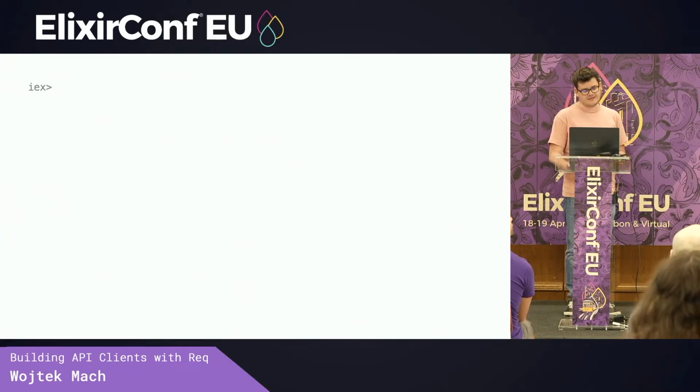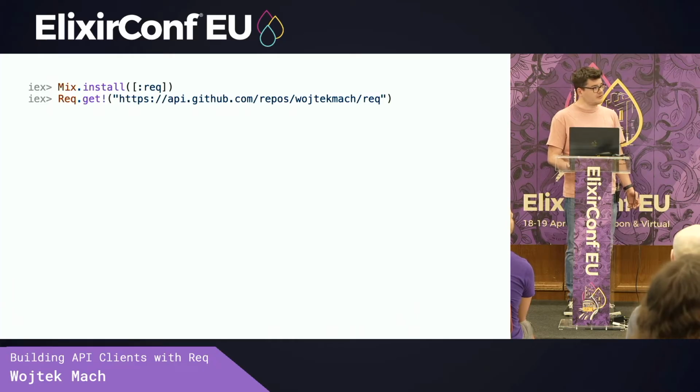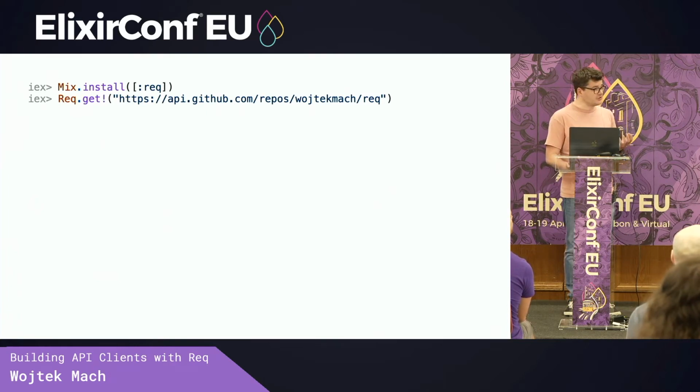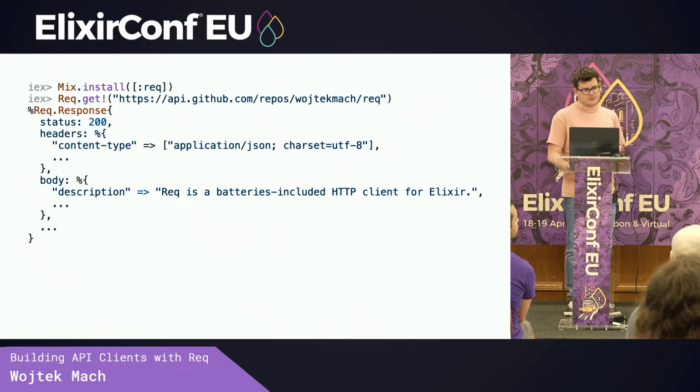This is my favorite, let's say, hello world of Rec. We can just mix install Rec, and we are ready to go. We can call Rec.get with a URL, and we are going to get a response back. So Rec is an HTTP client. You can get any HTTP things, but most commonly it would be APIs. So this is a JSON API from GitHub. This is the response that we would get. Some basic HTTP stuff: status, headers, and body.